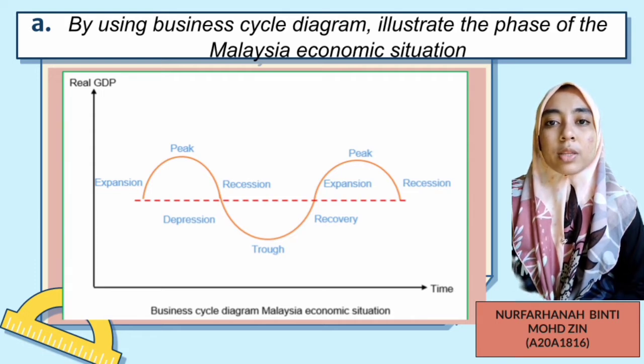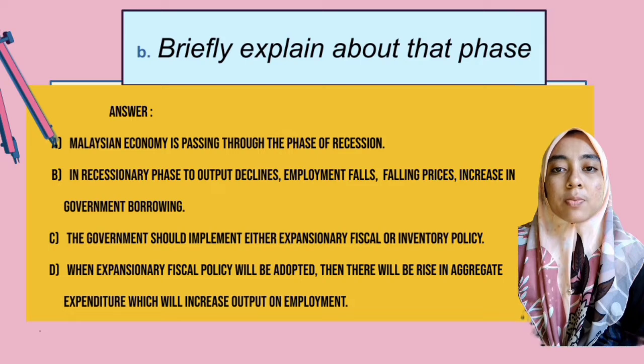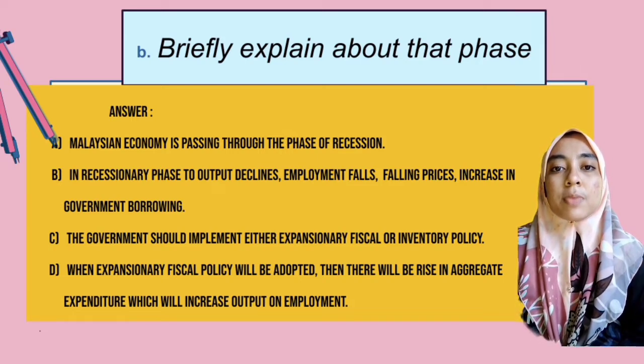Question 1A. The answer is a graph for the business cycle diagram, macroeconomic situation. 1B. Briefly explain about the phase. The answer, first, is that the Malaysian economy is passing through the phase of recession.